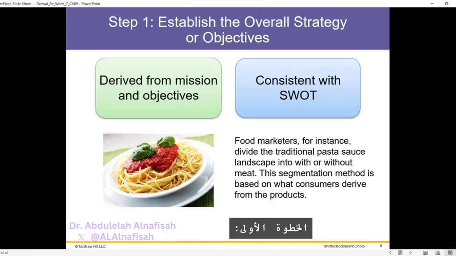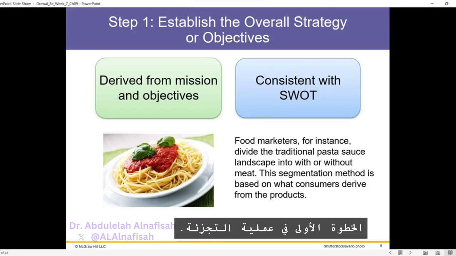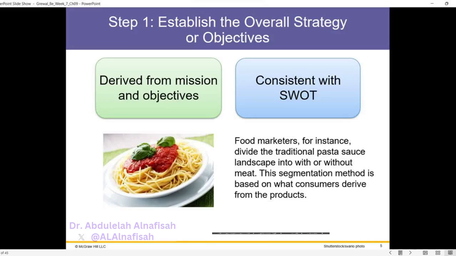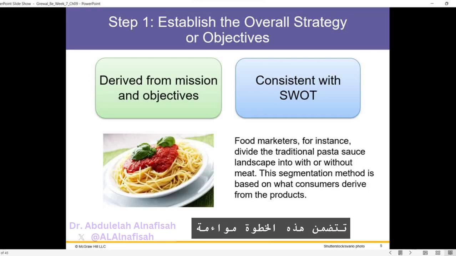Step 1. Establish the overall strategy or objectives. The first step in the segmentation process is to clearly articulate the vision or objectives of the company's marketing strategy. This step involves aligning the segmentation strategy with the firm's mission and objectives. By doing so, the segmentation strategy becomes an integral part of the company's overall strategic direction.